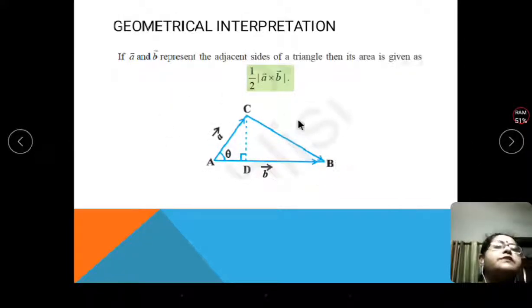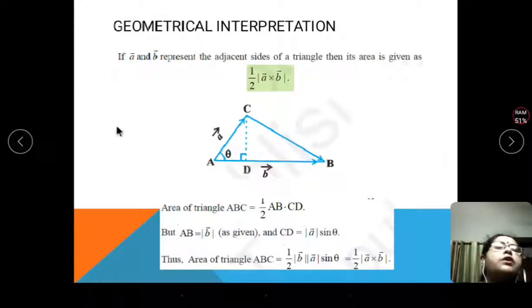If we just see this figure, then we can understand this. So suppose we have the two vectors a and b, which represent the sides AC and AB of the triangle ABC. Now, what is the area of a triangle? I hope everybody remembers the area of a triangle is given by half base into altitude. So the base is this AB and the altitude or height is this CD. Now this AB, as per our figure, is the vector B. So this length AB is nothing but mod B.